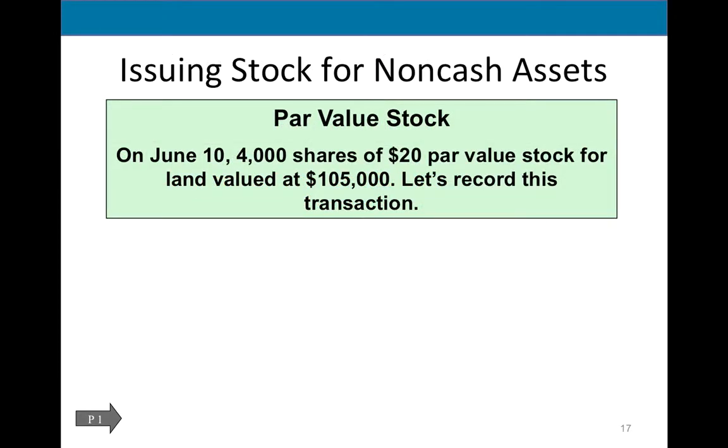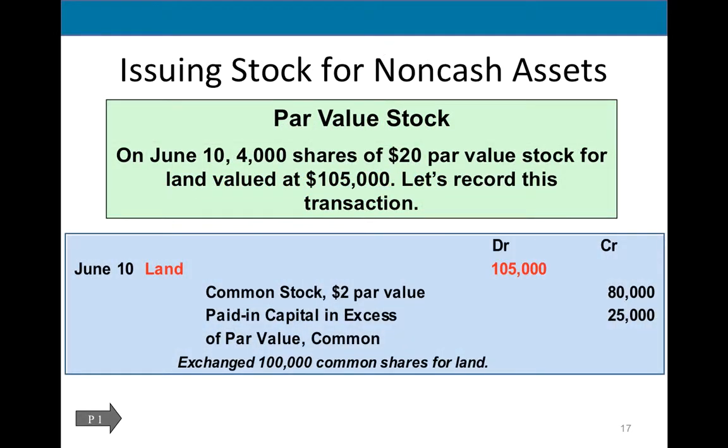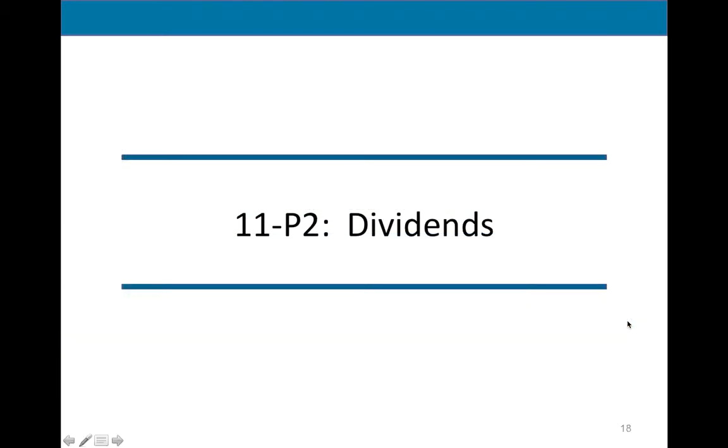Okay. You also sometimes can issue stock for non-cash assets. So here is an example where instead of paying for land, we're actually exchanging shares, right? The asset is land, it's valued at $105,000. We are giving 4,000 shares with $20 par value. So instead of debiting cash, we debit land. Your credits are recorded in the same manner as I explained before. So this was issuing stock.